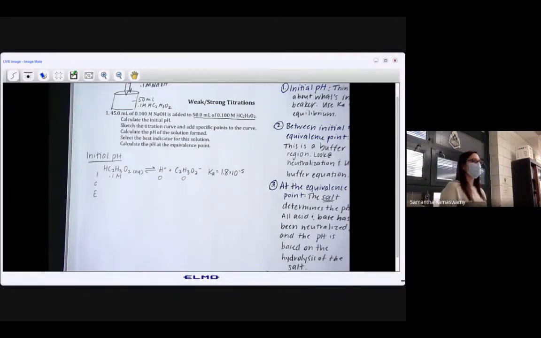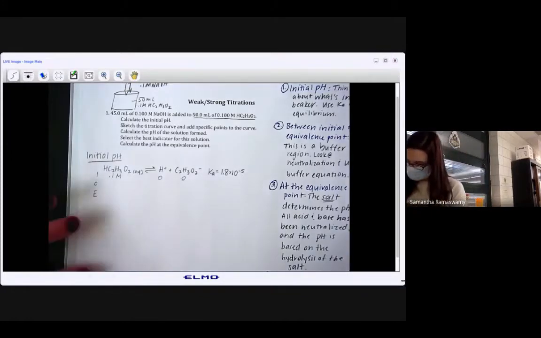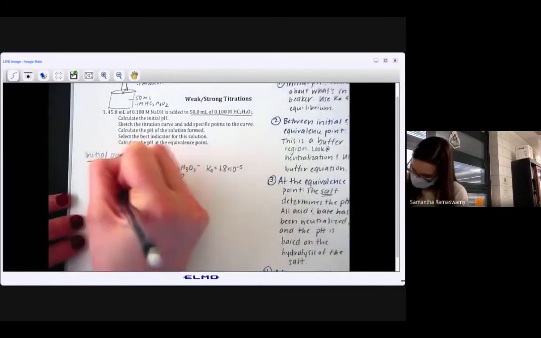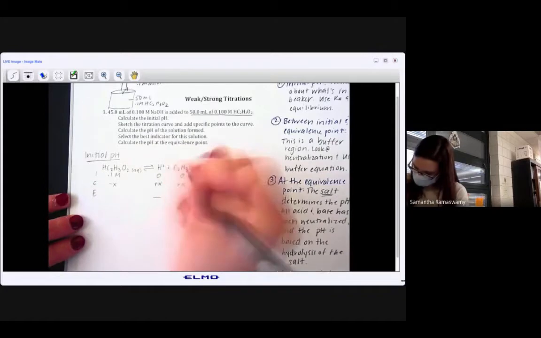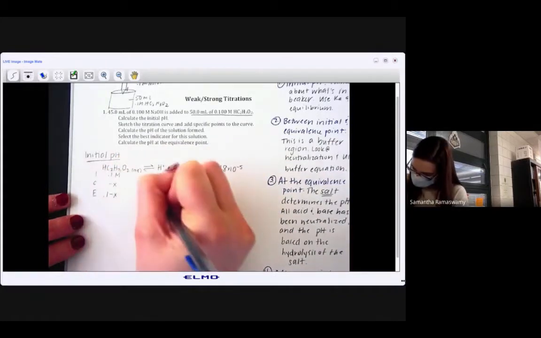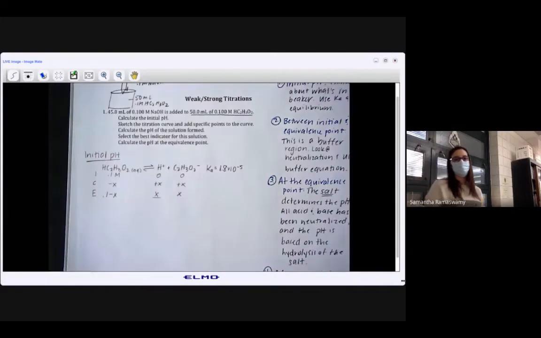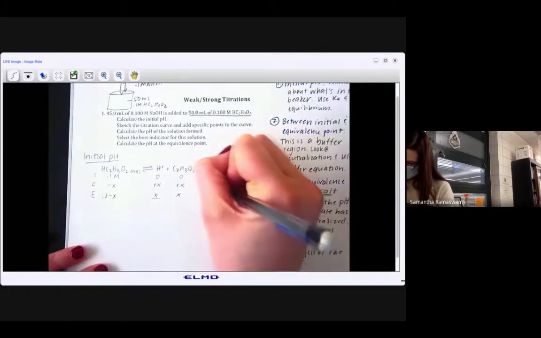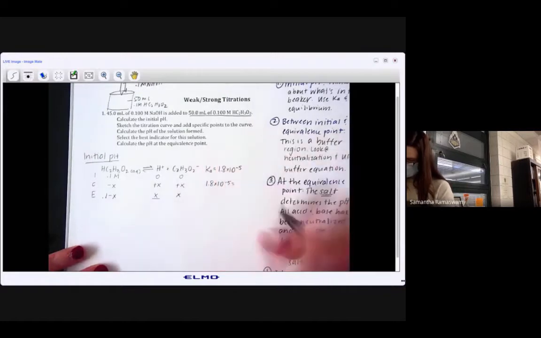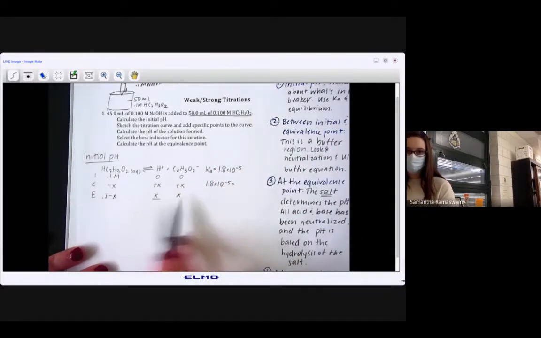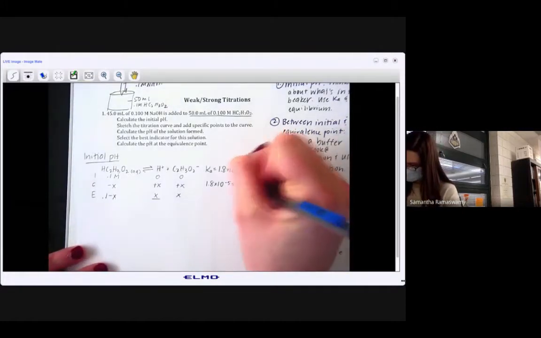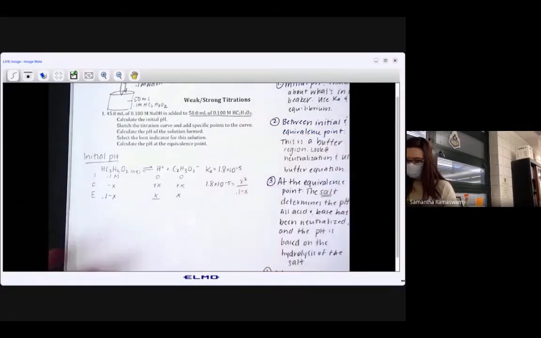Now this looks like an ICE table that we've done before. My goal is to solve for H plus at equilibrium. So minus x, plus x, plus x, 0.1 minus x. And so I can write my Ka, so 1.8 times 10 to the negative fifth is products, so x times x over 0.1 minus x. So x squared over 0.1 minus x.